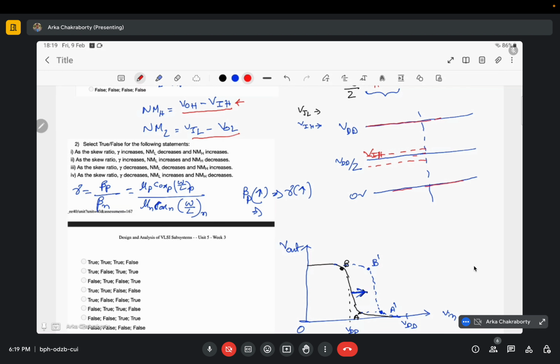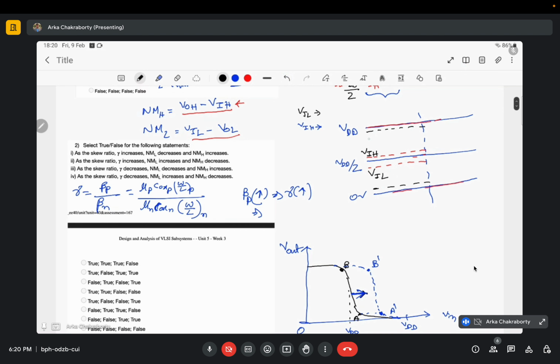Let me use a different color. This was V input high, this was V input low, this was V output high, and this was my V output low. So this was my initial noise margin high, and this was initial noise margin low.